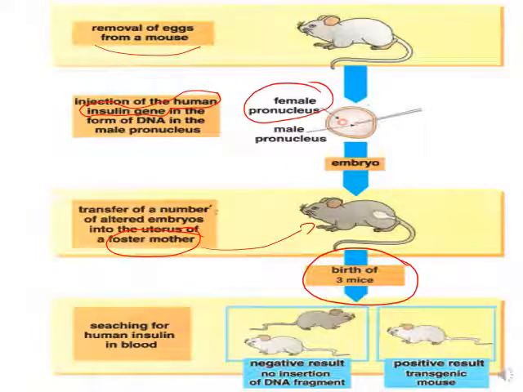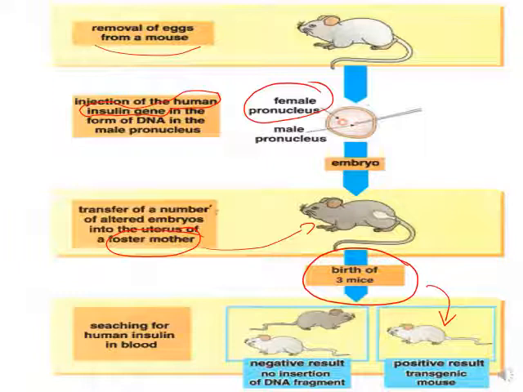Of the 3 mice, 2 of them showed a negative result. There is no insertion of the DNA fragment, whereas 1 of the 3 mice shows a positive result. We call it a transgenic mouse.